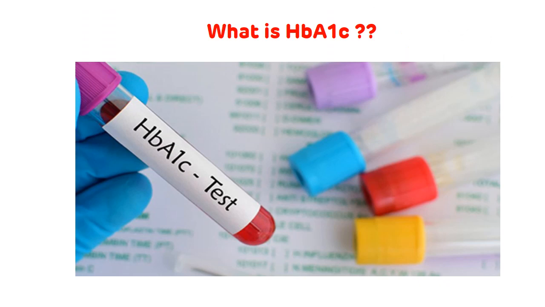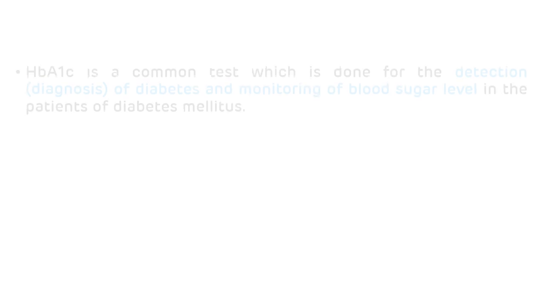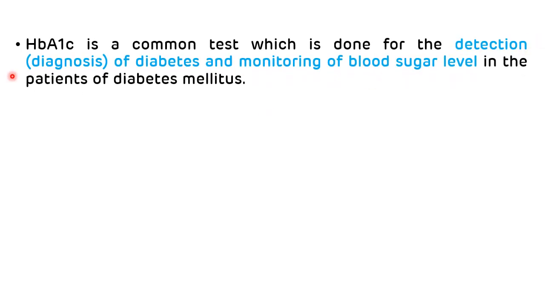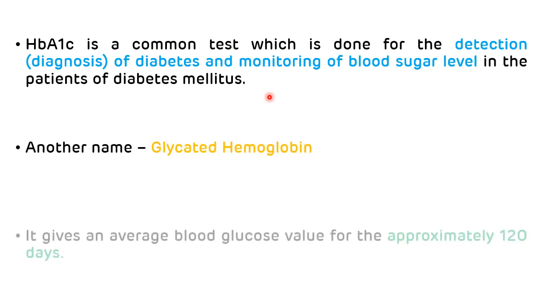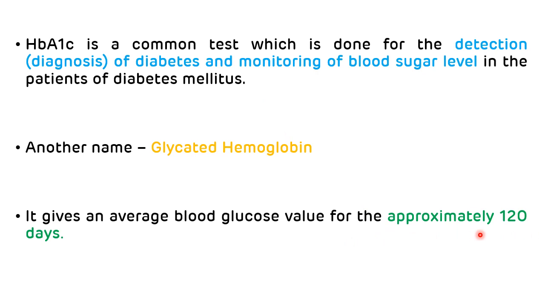So first, what is HbA1c? HbA1c is a common test which is done for the detection of diabetes as well as for the monitoring of blood sugar level in the patients of diabetes mellitus, and it is also called as a glycated hemoglobin. HbA1c gives an average blood glucose value for approximately 120 days, which is around 10 to 12 weeks.